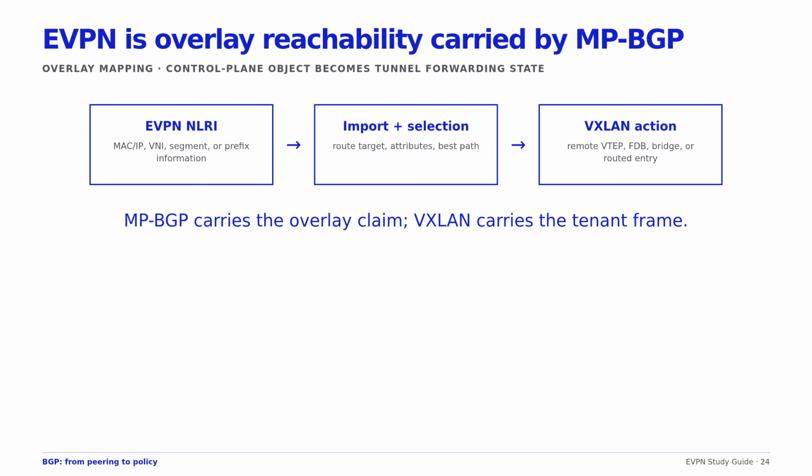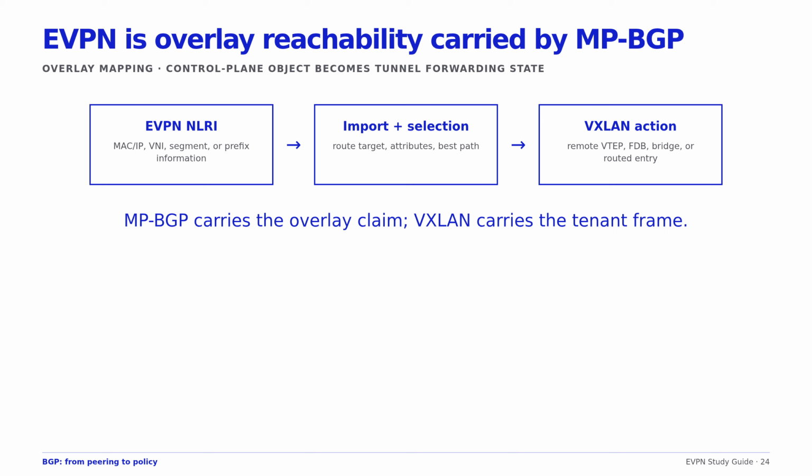EVPN uses MP-BGP to advertise overlay control plane objects. Route targets control VPN import and export. EVPN route types describe information such as MAC and IP reachability, inclusive multicast membership, Ethernet segments, and IP prefixes.